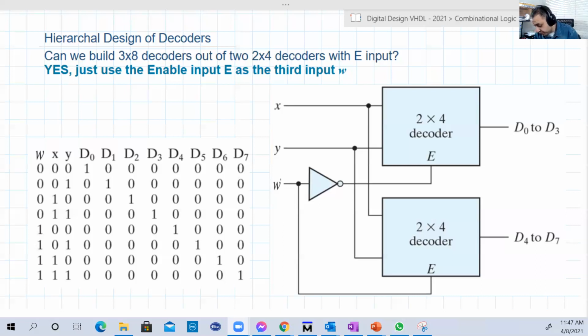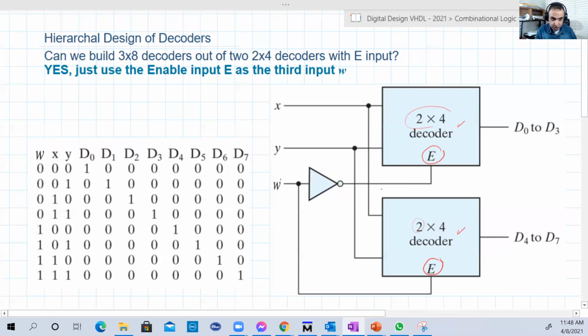So here we have the two decoders. As you see, both are 2 by 4 and both have the enable input. The idea is to connect the enable input of each decoder with the third input. Each one has two inputs, X and Y, but now we want to build a 3 by 8 decoder, which has three inputs, for example W, X, Y. Just look at the truth table for the 3 by 8 decoder, and you're gonna have the idea of how we can use 2 by 4 decoders to construct it.